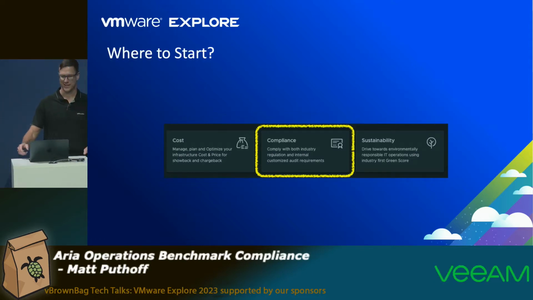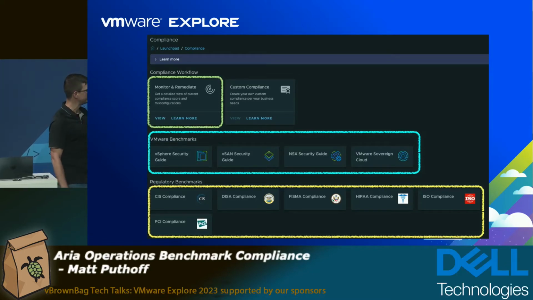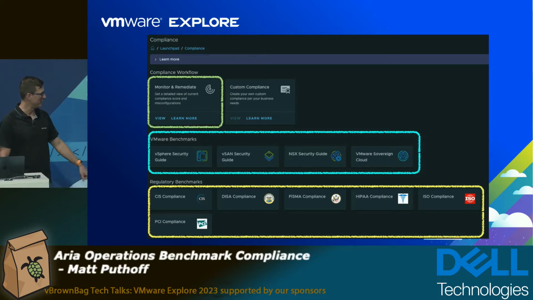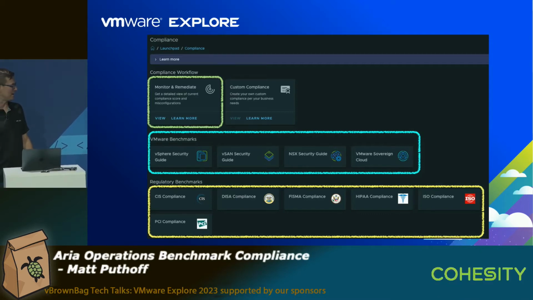All right, good. So where to start? You fire up Aria Operations, you click on the compliance button, and it puts you to our page here. This is where we're going to get our hands dirty. We have all the VMware benchmark compliances. Spoiler alert, they're very much like these. They just call them something different. But I'm assuming you guys are here for this type of stuff.